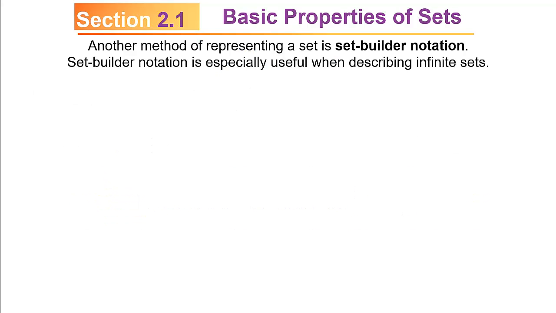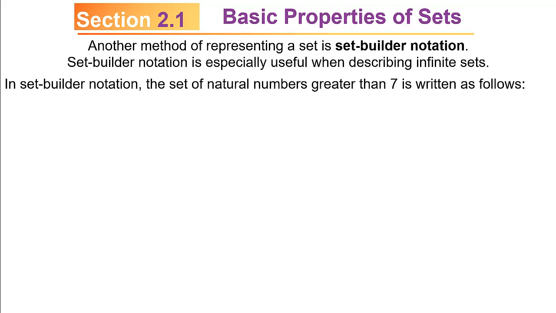Now, I talked about earlier there were two common methods of writing sets, and that is to do it in words or to use the roster method. There's actually a third method, which in a sense is a combination of the two. It's called set builder notation. Set builder notation is especially useful when you describe infinite sets, or things that are hard to write out as well. In set builder notation, the set of natural numbers greater than 7 is written as follows.